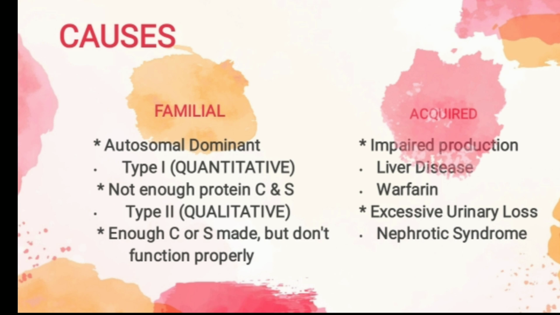don't function properly. There are also acquired forms of protein C and S deficiency, like impaired production, as seen in patients with liver disease and patients taking warfarin, also called Coumadin. Another cause is excessive urinary loss, which can happen in people with nephrotic syndrome.